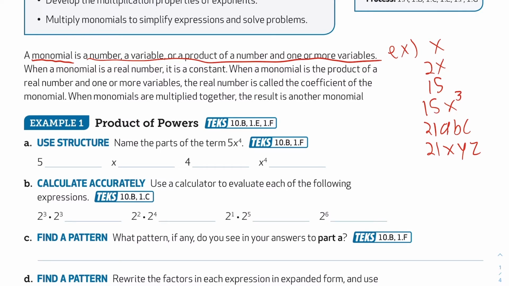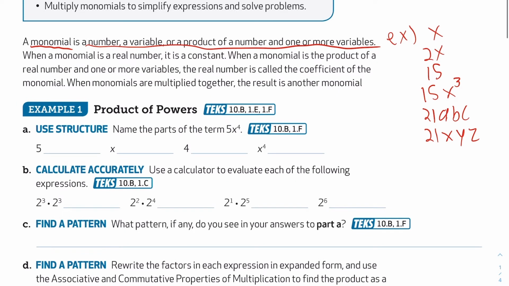Now let's look at this first example. It wants us to separate 5x to the fourth power and name each individual part of that. What's that 5 doing to 5x to the fourth? It's multiplying it, so that is the coefficient. Bringing it back to a word we learned in like the second week of school.